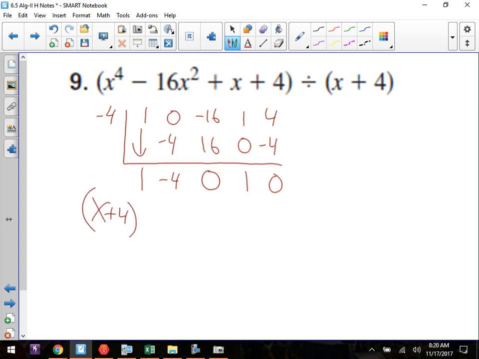Now, it started as a 4th degree polynomial, which means what is this now? 3rd degree polynomial. So I get x cubed minus 4x squared, 0x plus 1.